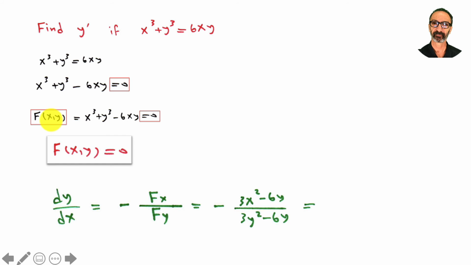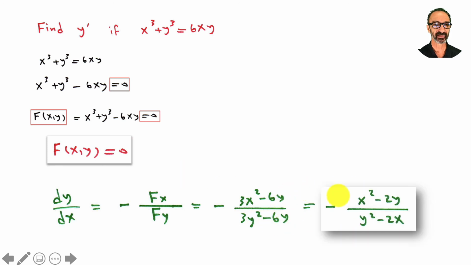This is my f. To find the derivative with respect to x, that's going to be 3x to the second. This will be 0. And this will be minus 6y. Fy will be 0 here, 3y to the second, minus 6. That should be 6x. That should be 6x. That's a typo. I have it fixed, I believe, in the second step. Yes. That's good. That should be 6x.